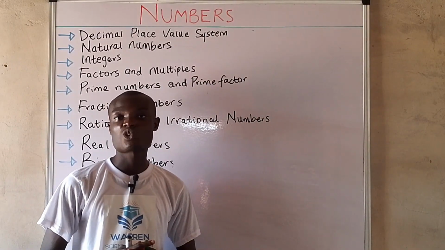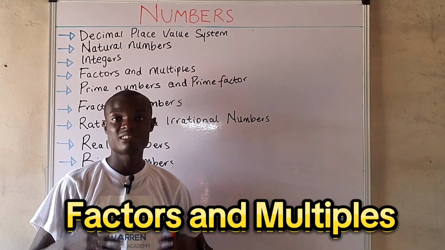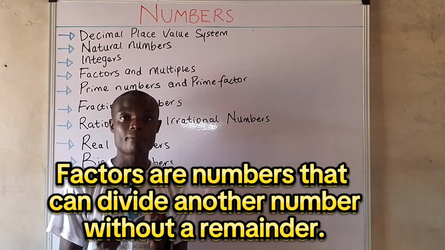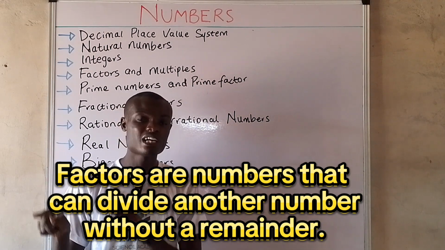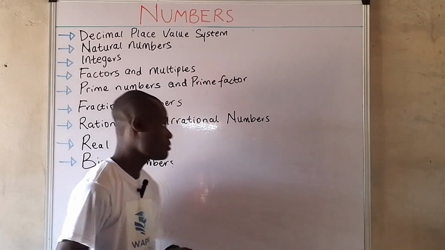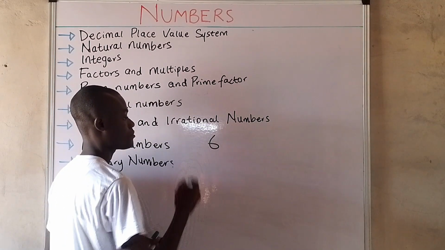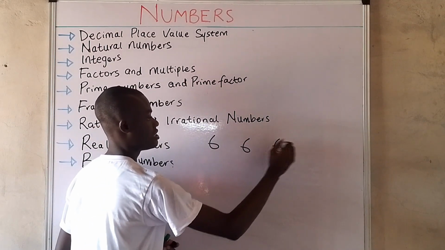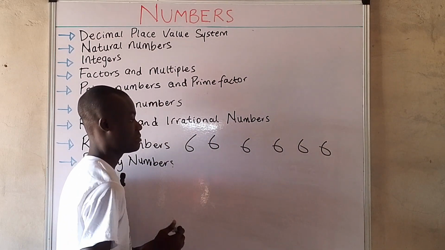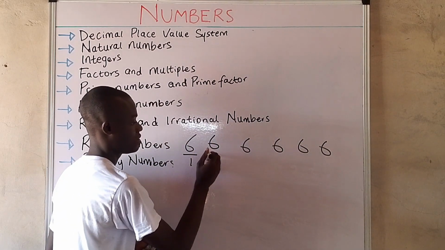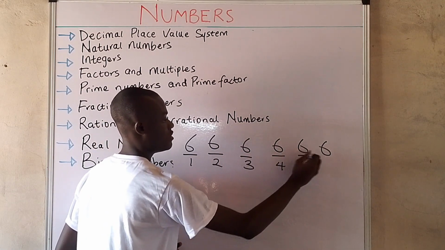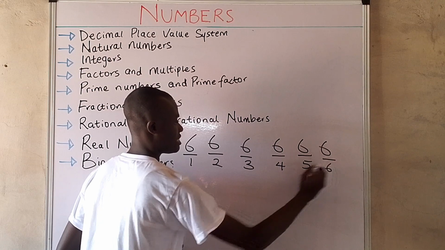So move on to look at the fourth concept, which is factors and multiples. Let's look at factors. What are factors? Factors are simply numbers that can divide another number without a remainder. For example, let's do a simple number. Let's deal with 6. Let's divide it by 1. Divide this one by 2. Divide this by 3. Divide this by 4. Divide this by 5. And divide this by 6.